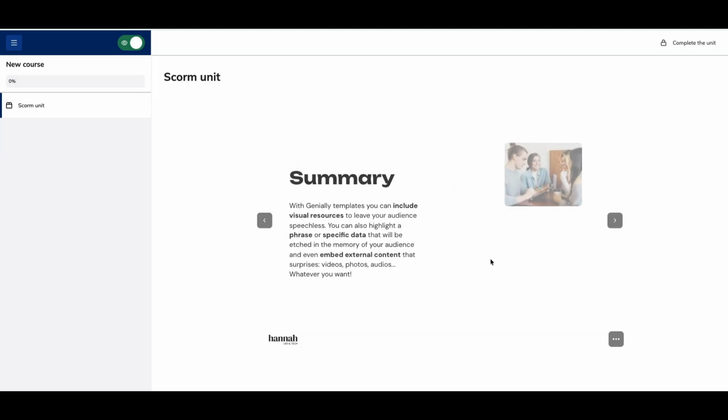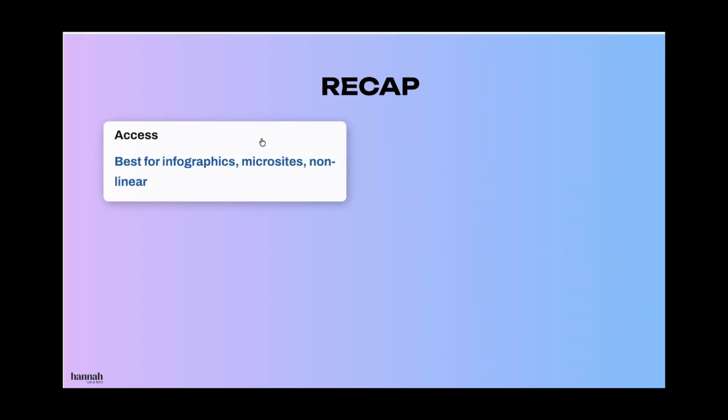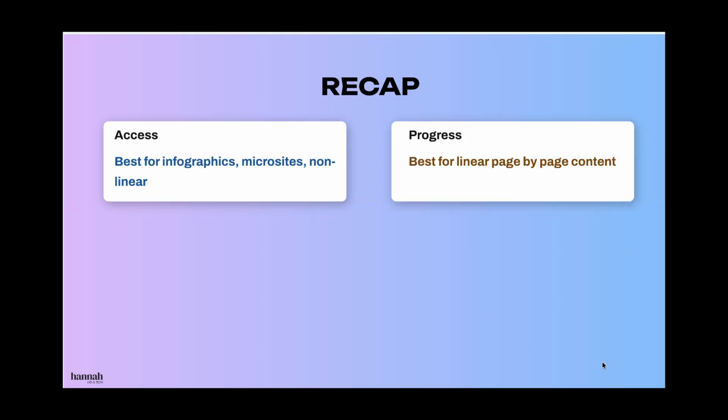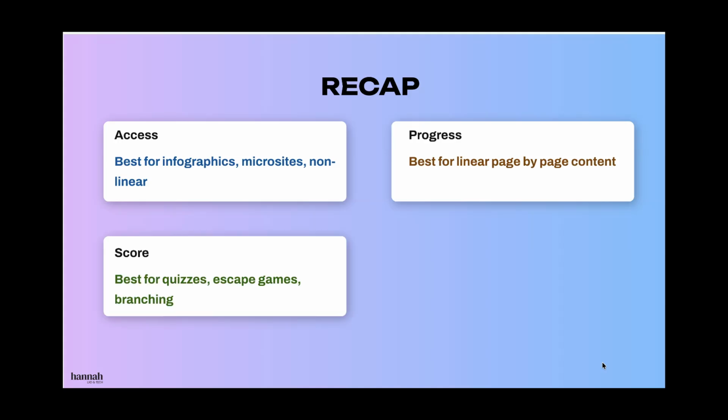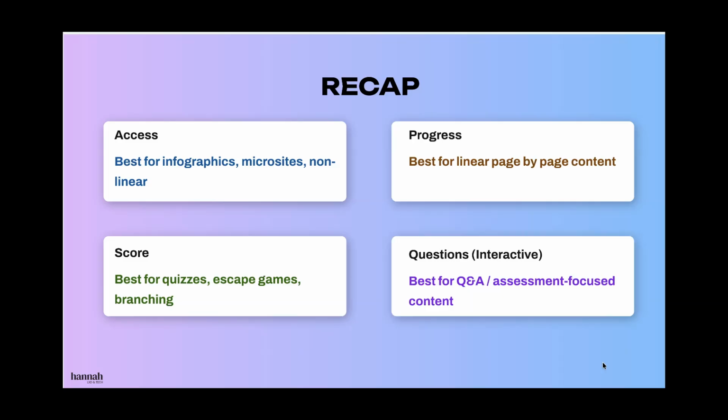So to recap quickly, access is for single-page content where you just need to know who showed up. Progress is for linear page-by-page content where you want a completion percentage. Score is for quizzes, games, and branching scenarios where completion is tied to reaching specific pages. And questions is for content built with Genially's native interactive question tool.